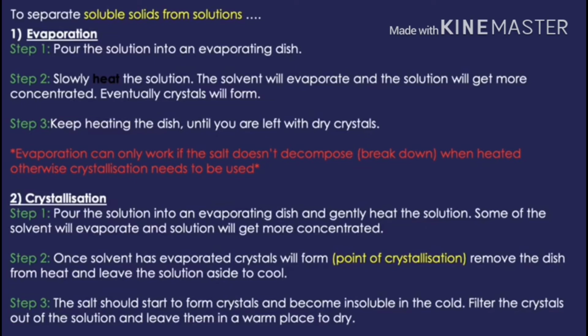The reason why there are 2 ways that you can separate soluble solids from solutions is because evaporation can only work if the salt doesn't decompose when heated. Otherwise, crystallization needs to be used. Crystallization is the next separation technique. Step 1. Pour the solution into an evaporating dish and gently heat the solution. Some of the solvent will evaporate and the solution will get more concentrated. Step 2. Once the solvent has evaporated, crystals will form, and this is called the point of crystallization.